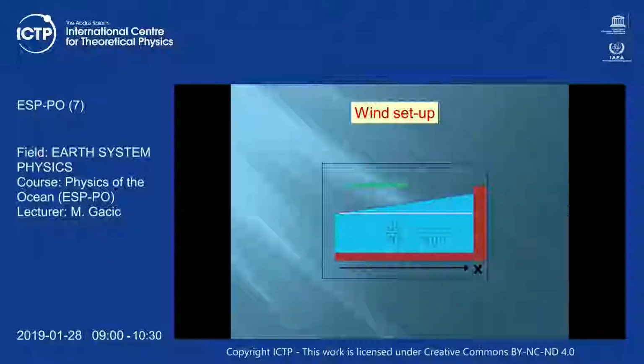Certainly wind can also create the setup, wind setup, which means that if you have the wind blowing toward the coast, this is the coast, and the sea level slopes this way because there is a transport in the direction of the wind. The sea surface slope is proportional to the wind stress and the total depth. So this is this kind of wind setup. This is this kind of sea surface slope, which is due to the transport of water in the direction of the wind.